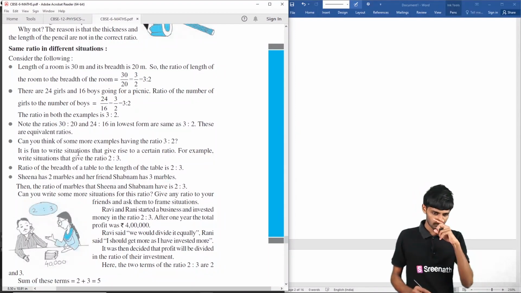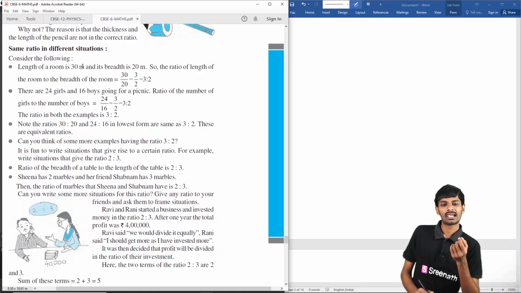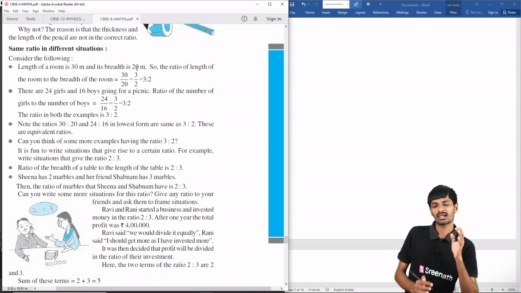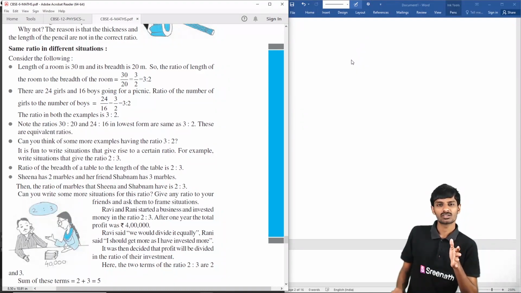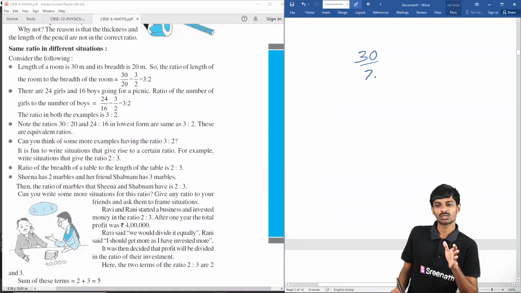Okay, students. Length of a room is 30 meters and breadth is 20 meters. Then what is the ratio of length of the room to the breadth of the room? That is 30 is the length of the room and 20 is the breadth of the room. So by simply doing it, what you will get is 3 by 2. So that implies it is 3:2 ratio.